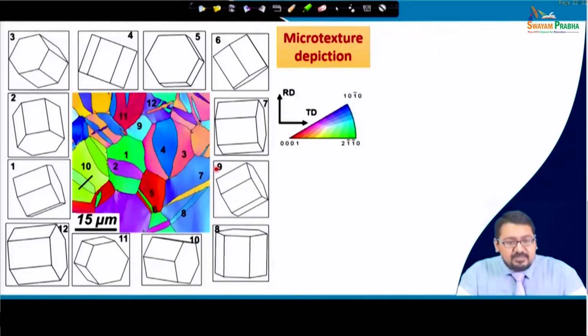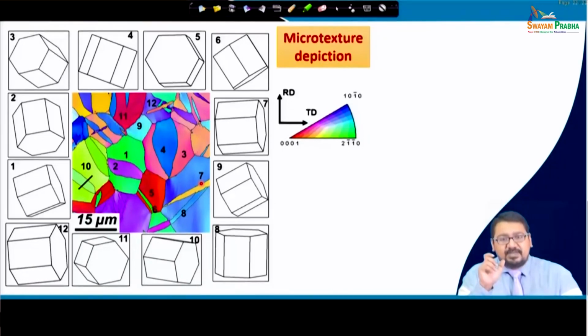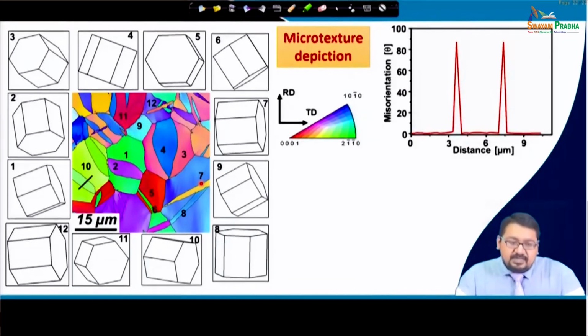Now, you see that not only the information of the orientation of each grain is present in this scan, but it also contains the information of each pixel present in the material. It can give information, for example, if we draw a line in this grain number 10, we can see that there is a lenticular type of structure, which I am saying are kind of twins.